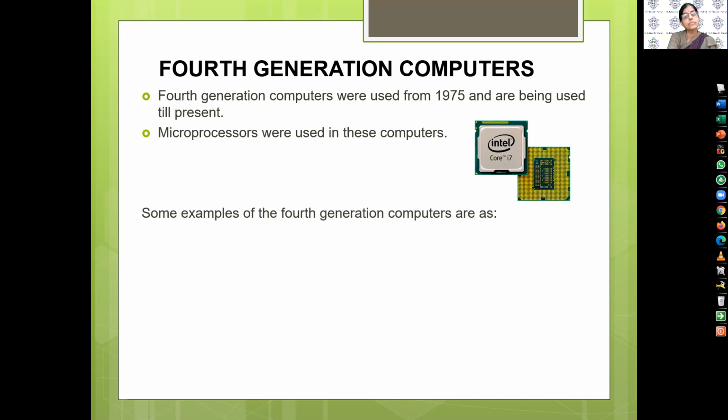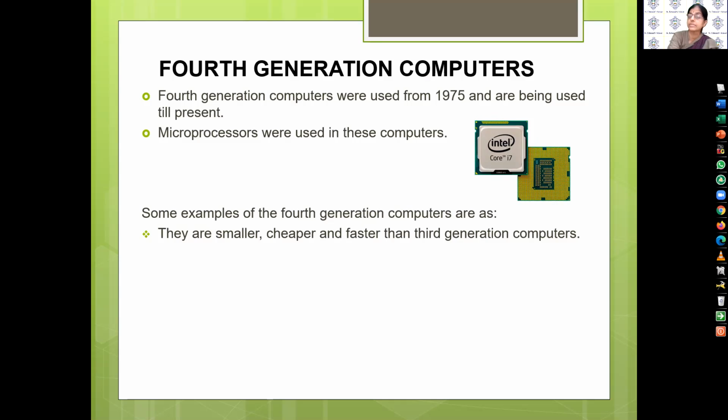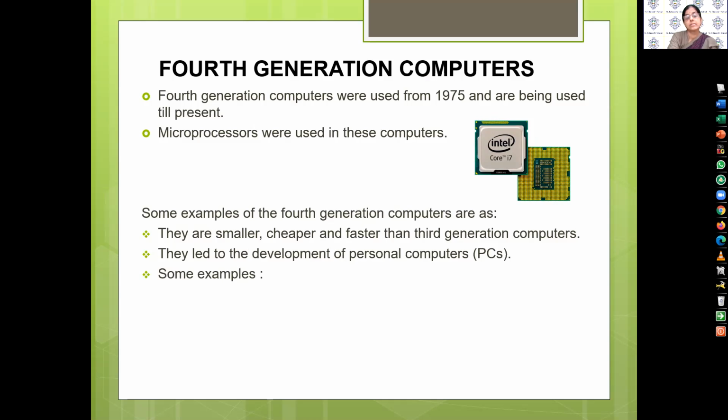Some features of fourth generation computers are that they are smaller, cheaper, faster than third generation. They led to the development of personal computers known as PCs. And now some examples of fourth generation computers: IBM 4300, ICL 2900 and HP 9000. So these are some examples of fourth generation computers.